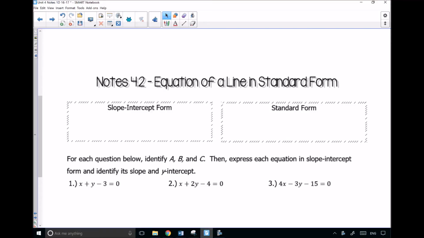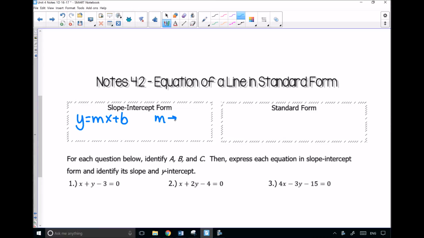Hi, ladies and gentlemen. We are looking at Notes 4.2, which is in the middle of page 4. And the first thing that we have is the slope-intercept form. I want you guys to remember this is an important equation. It's going to be y equals mx plus b. And I know you guys are pretty good about this.